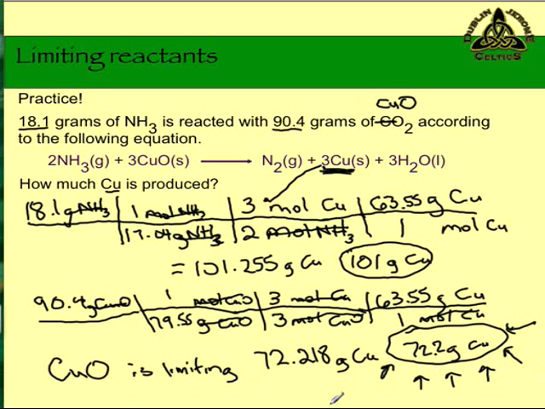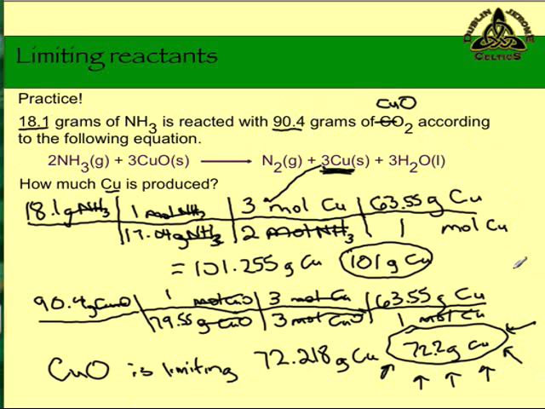All right. Copper oxide is not always limiting. It's only limiting when we start with these amounts. So the limiting reactant is entirely dependent on your starting amount of each of your reactants. If you change starting amounts, that means you have to go through and do the calculations over again.